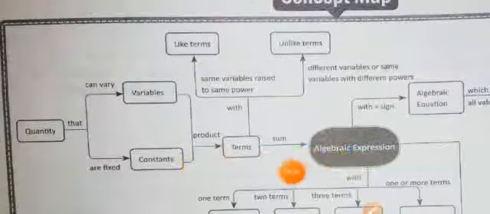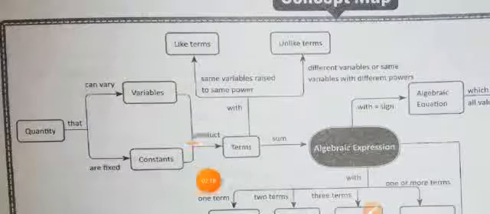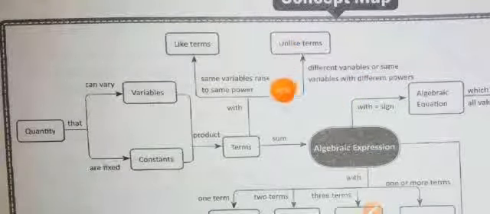Algebraic expressions are the sum of terms and products of variables and constants. Variables can vary, and constants are fixed quantities. Now, terms with the same variables raised to the same power are like terms, and terms with different variables, or the same variables with different powers, are unlike terms.